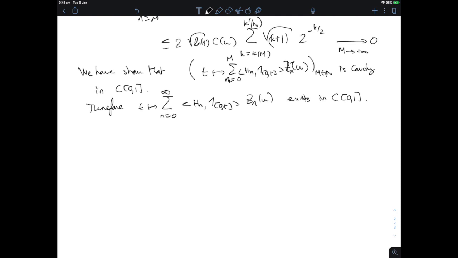Okay, so we have a well-defined process when we take this infinite sum. Not only that, but this well-defined process, for every omega in A, so up to a set of measure 0, is continuous. I say well-defined because, of course, it would be ill-defined if these sums were to not converge on a set of non-zero measure. We have a well-defined process, t goes to this.